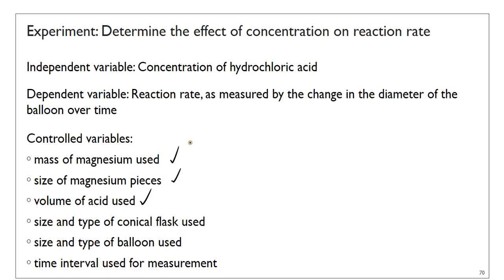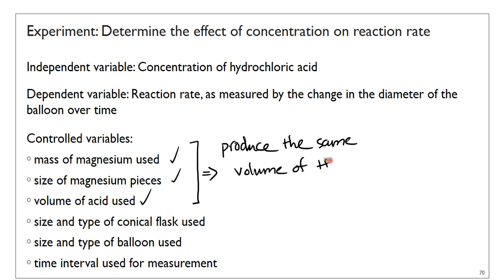The reason why you want these to be the same is because you want to produce the same volume of H2 overall. So the idea here is I'm not changing the amount of hydrogen gas that is produced from the reaction. I'm just changing how fast the production happens.